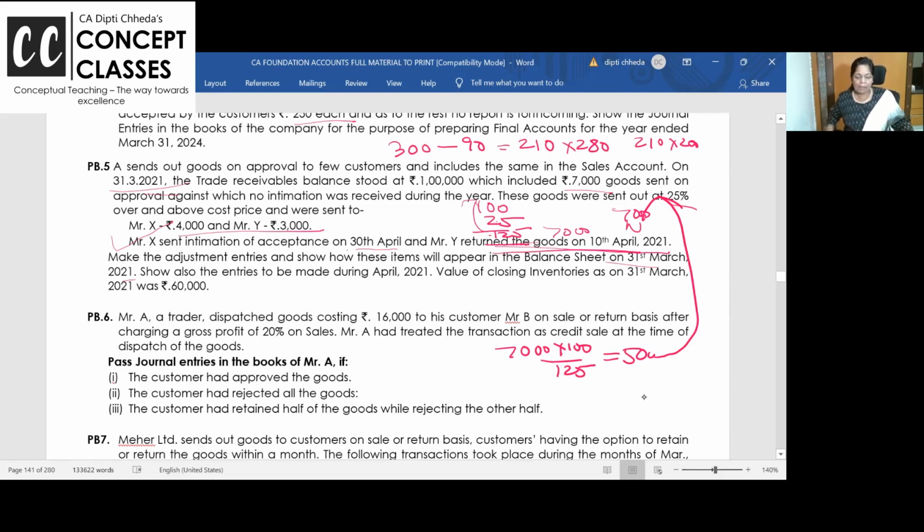2 minutes, I'll be back. I'm here only 2 minutes. Fifth problem, if there is any doubt or repetition, mark it and message.